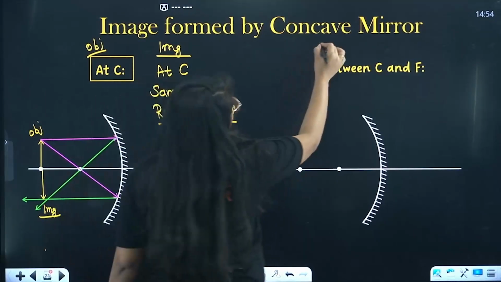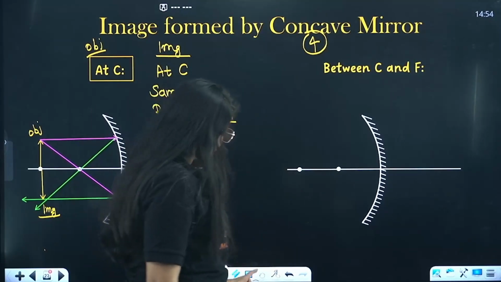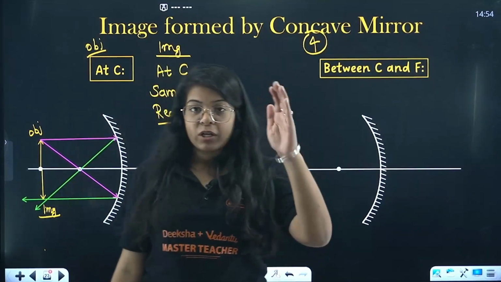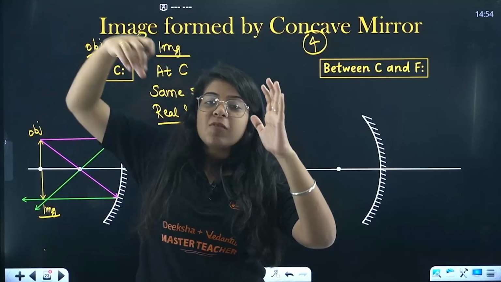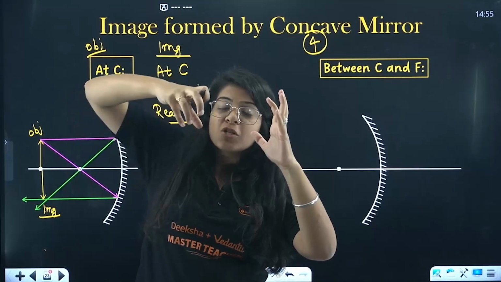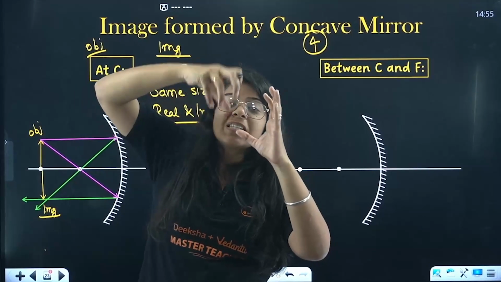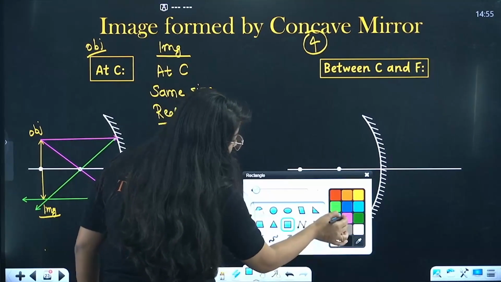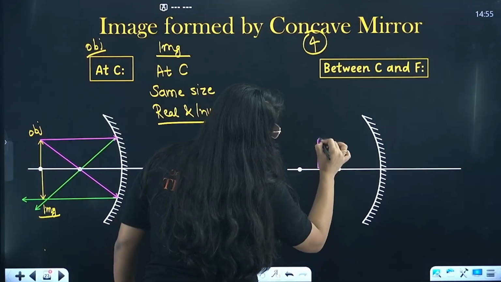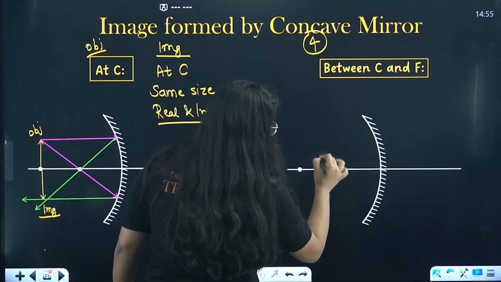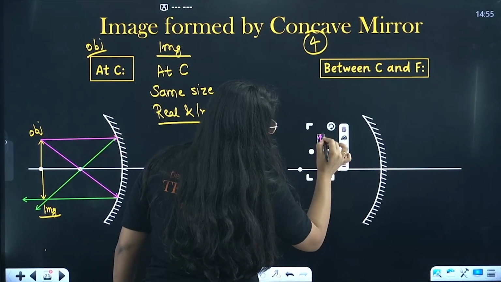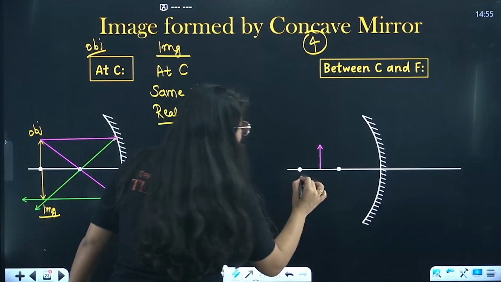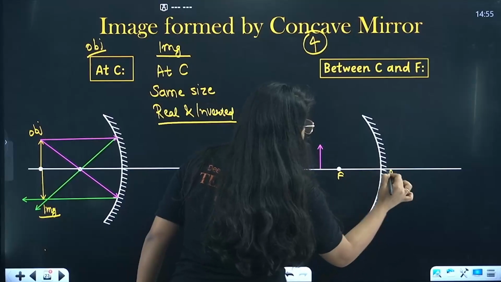Okay, let's move to our fourth case. Now in this case, the object is between C and F. What we did: we have a concave mirror, we placed the object at infinity, then beyond C, then we brought it closer at C, then between C and F. So now this will be my object. It is between C and F, and this is your pole.